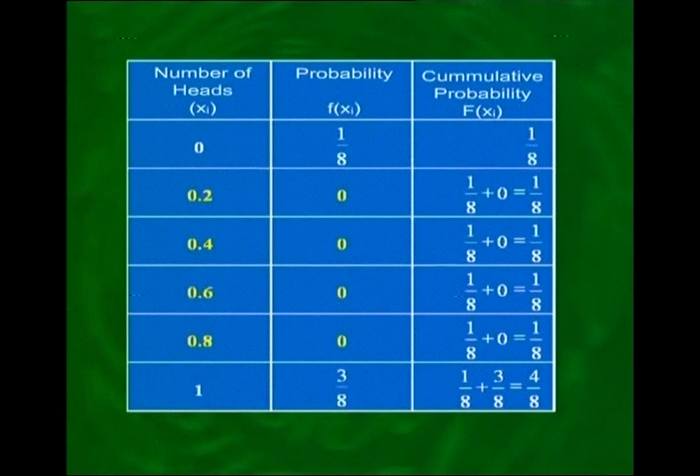Now, if you concentrate on the third column, students, that is the column of cumulative probabilities. The first value 1 by 8 as it is, 1 by 8 plus 0 gives you 1 by 8. 1 by 8 plus 0 again gives you 1 by 8. 1 by 8 plus 0 yet again gives you 1 by 8. Aap dekh rahe hain ke 0 aur 0.9999 ke darmiyan aap koi bhi value likh le, uske against capital F of x will come out to be 1 over 8. But the moment you arrive at the value x equal to 1, your cumulative probability becomes 1 by 8 plus 3 by 8, and that is 4 by 8. Yani, aapki value achanak jump lagati hai from the value 1 by 8 to the value 4 by 8.